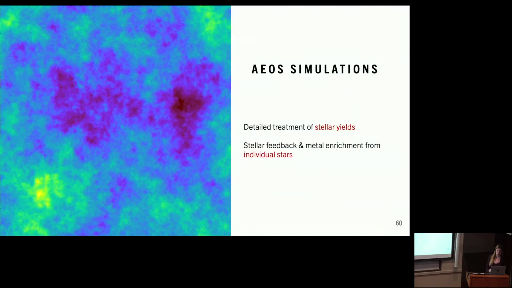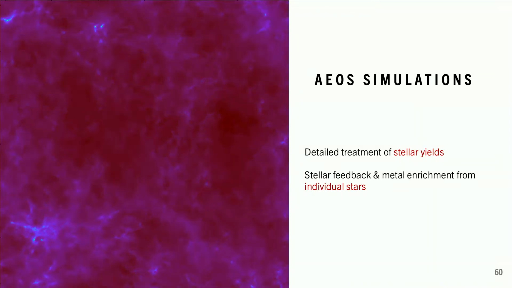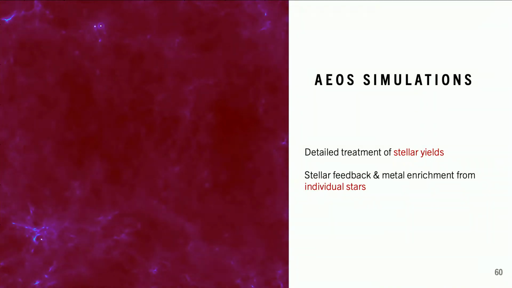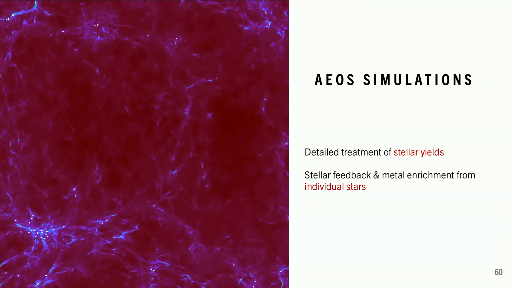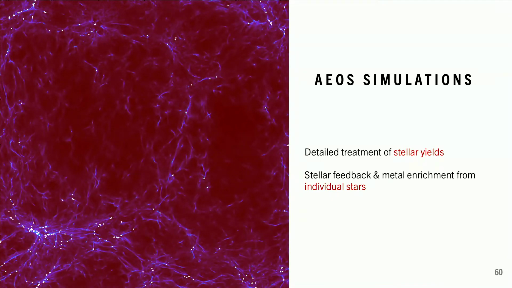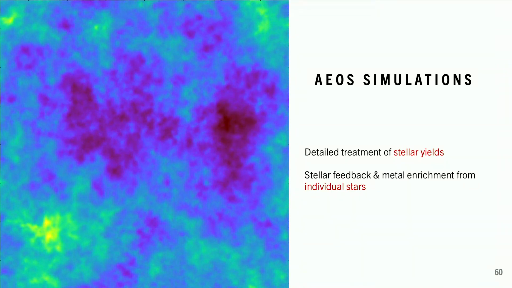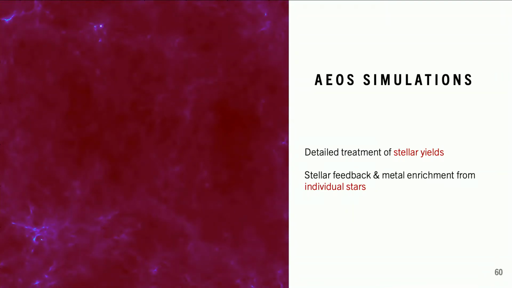This was the motivation for what we're calling the Aeos simulations. These are cosmological galaxy formation simulations focused on really early, small galaxies, with a really detailed treatment of stellar yields. We have stellar feedback and metal enrichment from individual stars. That's what these little white dots are here: hundreds of thousands of individual star particles popping up.